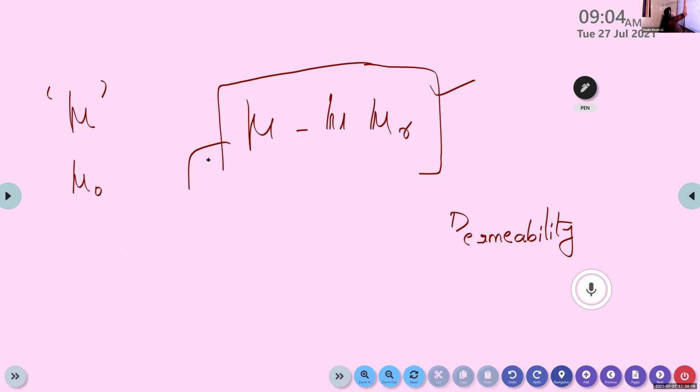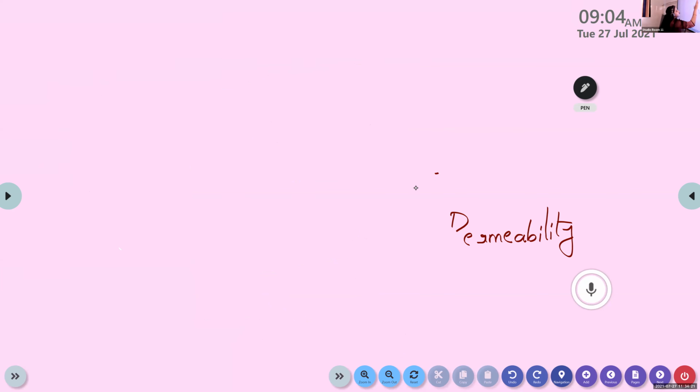Now we have one more parameter associated with these magnetic properties, that is susceptibility. What is its unit? Unit of permeability, right? One minute, I will inform you later. After checking this, I will inform. Now write susceptibility. After this, I will inform you about the unit of permeability.